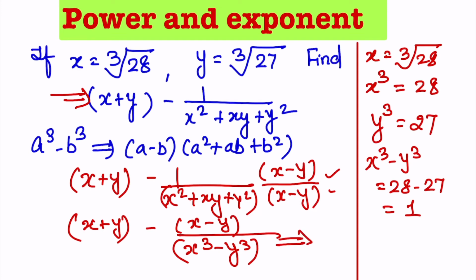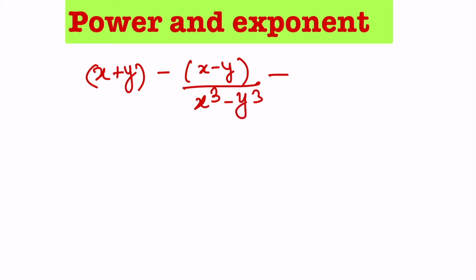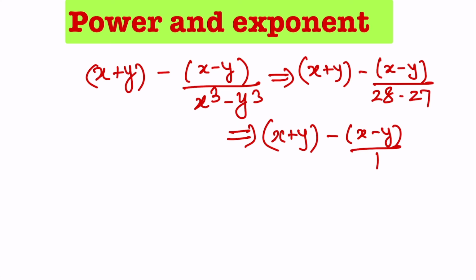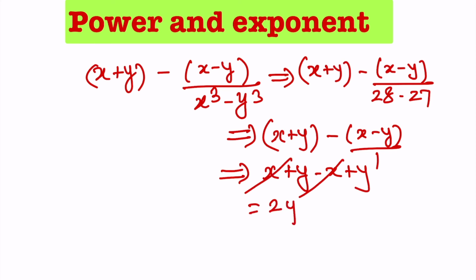So the question reduces to x plus y minus x minus y upon x cube minus y cube, which will be x plus y minus x minus y upon 28 minus 27. So this is x plus y minus x minus y upon 1. On opening, x plus y minus x plus y goes off. It will be 2y.